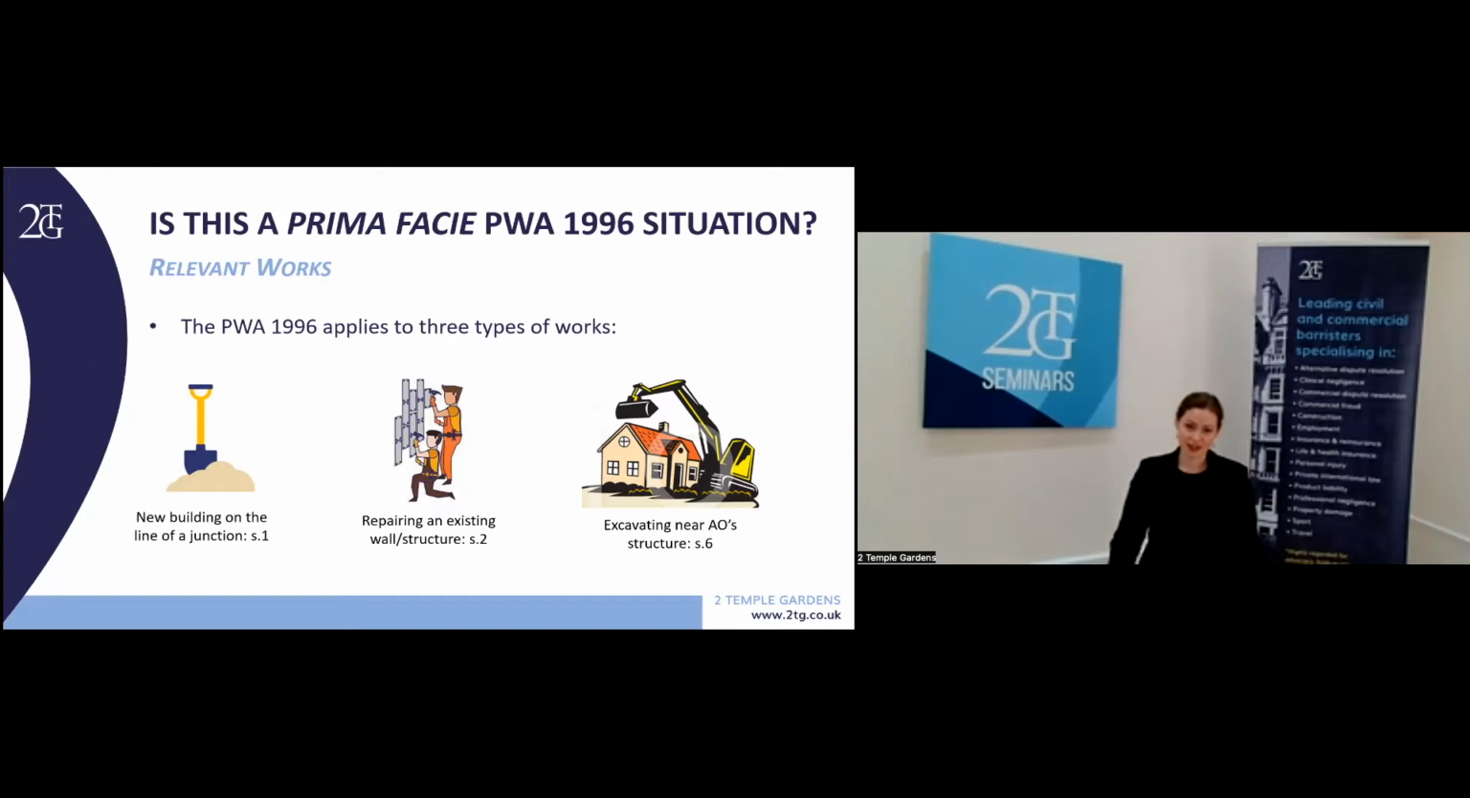Under Section 6, the main trigger point is whether the building owner's excavations will go deeper than the foundations of a structure on the adjoining owner's land. If it won't, then you don't need to bother about the Act. But if they will go deeper, then it's a question of how much deeper the excavations will go and how close to the structure the excavations will get, because different rules can apply in different circumstances there.